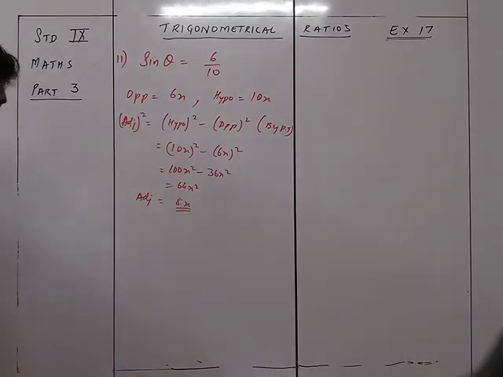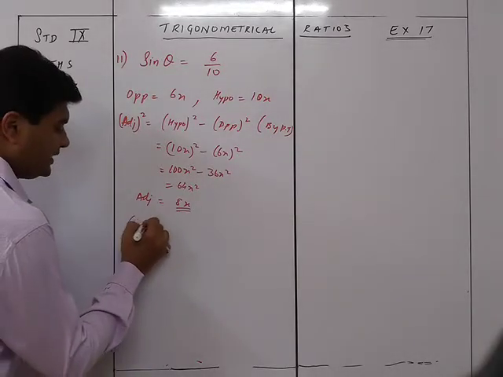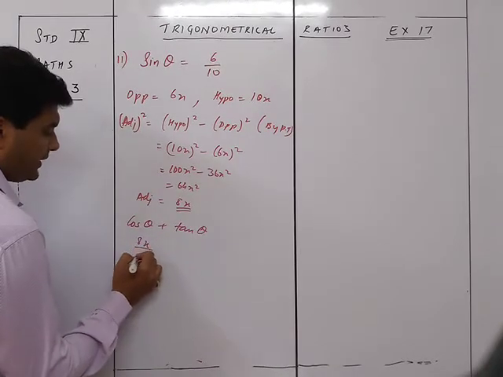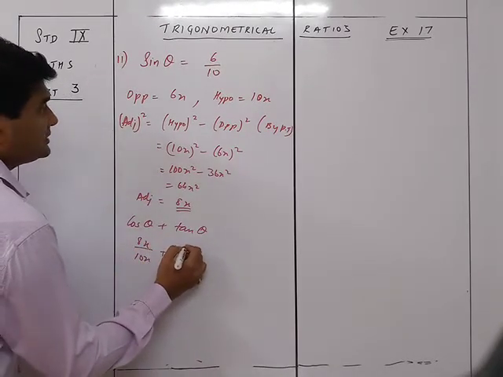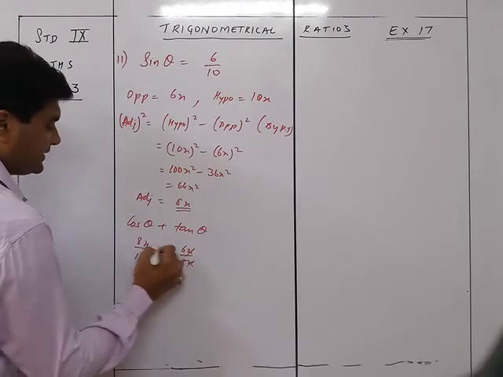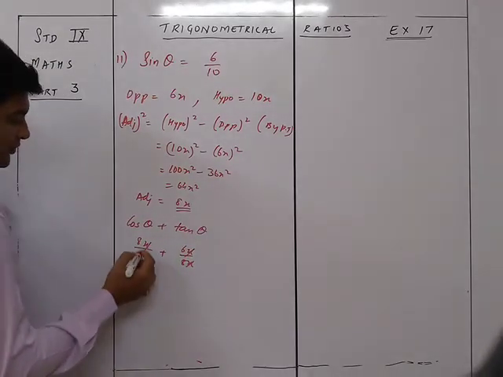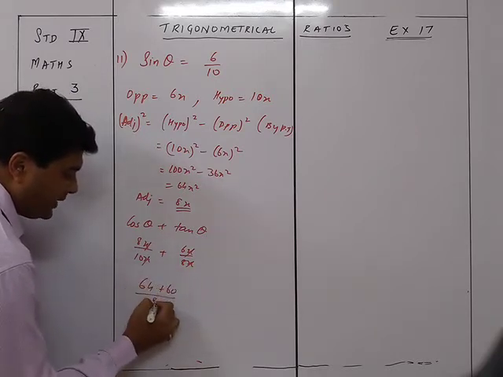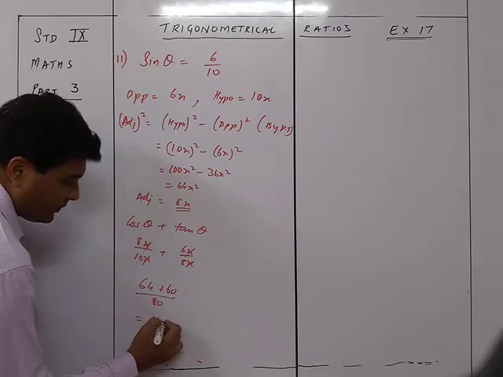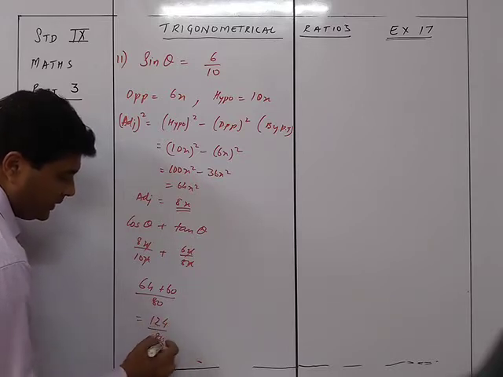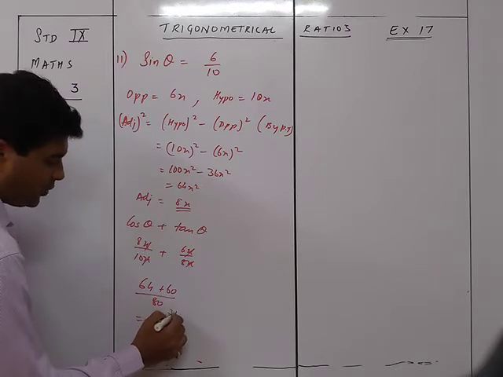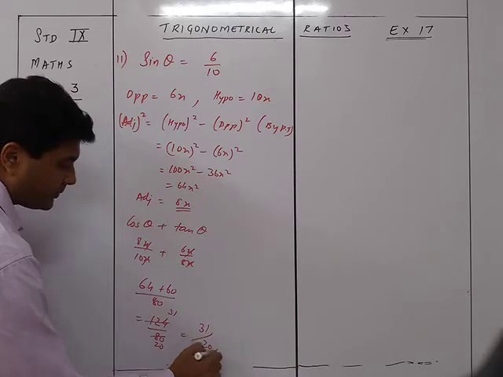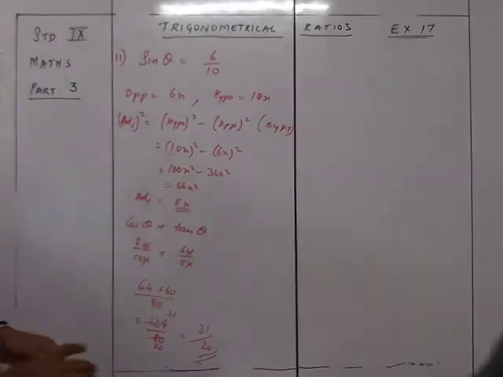You need to find out the value of cos theta plus tan theta. So cos theta plus tan theta is 8x upon 10x plus 6x upon 8x. x gets cancelled, and you can cross multiply. So 64 plus 60 upon 80 is equal to 124 upon 80. You can divide it by 4, so it is 31 and this will be 20. So it will be 31 upon 20. That's the answer for sum number 11.